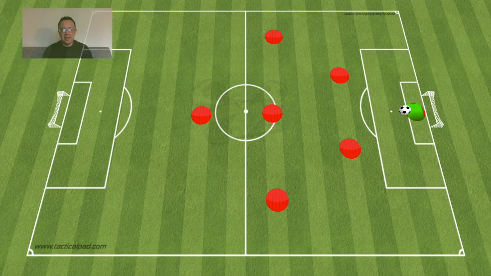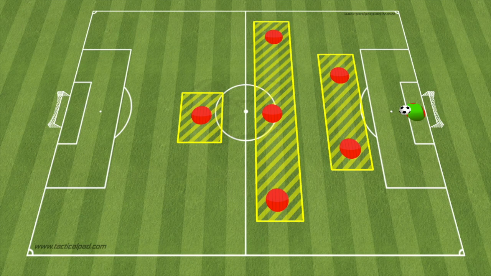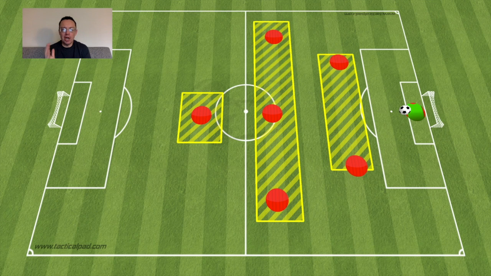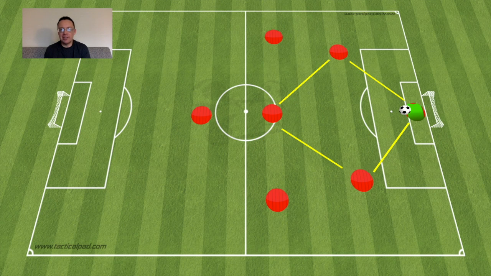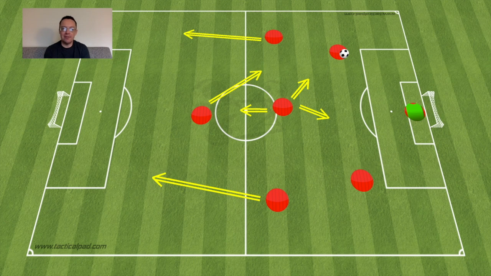7v7 shapes, let's go. Okay, the first system is a 2-3-1 shape. So it gives you a lot of advantages with passing angles in the initial build. It's a really good reference point with that diamond alongside the goalkeeper, which favours combination play and triangles.